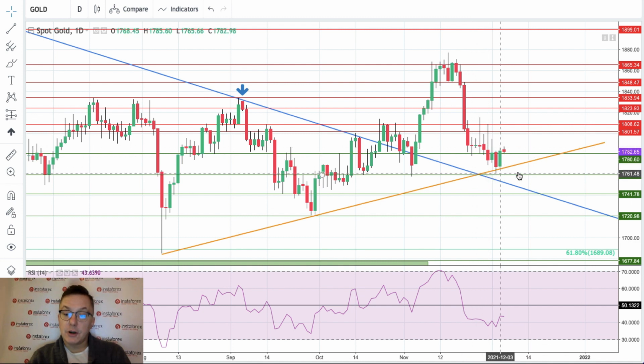And a violation of the level of 1,760 is very negative in the short term, especially for bulls. So that's the situation on the spot gold market.